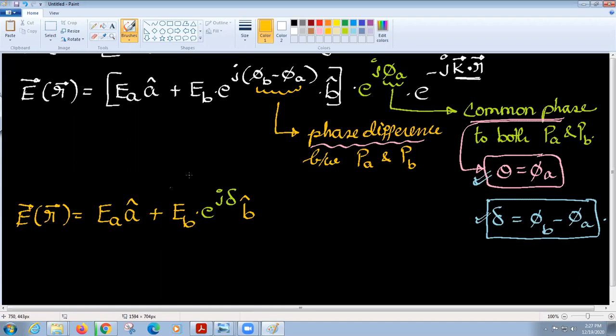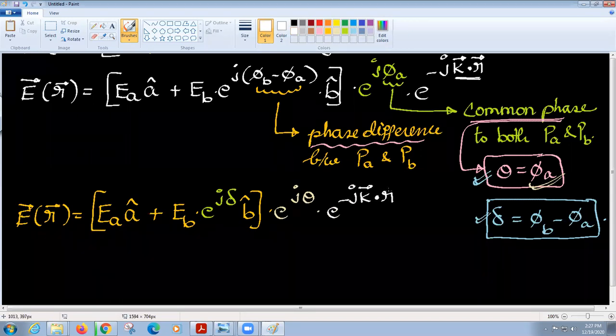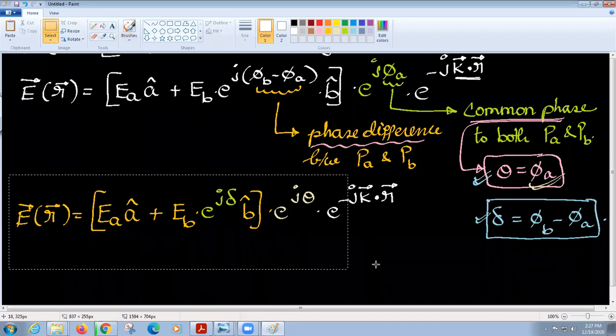Okay. Now, having said this, now what we take is e power j theta. Okay. So we consider theta equal to phi a for simplicity. So now you have, let's take one more color, e power negative j k dot r. Okay, this is the final form. So from this final form, what can we conclude?